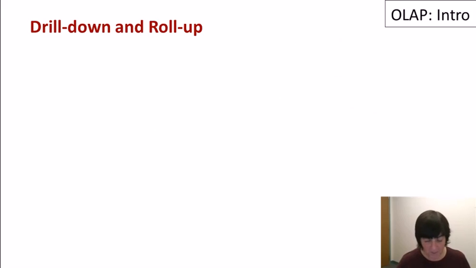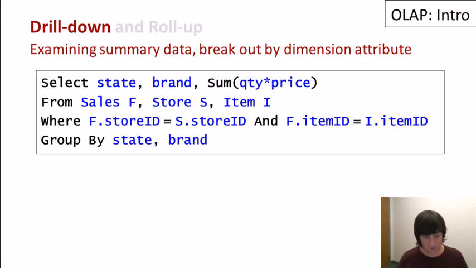Now let's move on to a couple other concepts in the OLAP world called drill down and roll up. The idea of drill down is that we may be examining summary data and then we want to get more information, drill down into the details of that data. And actually we can think of that very specifically in a SQL context as follows.